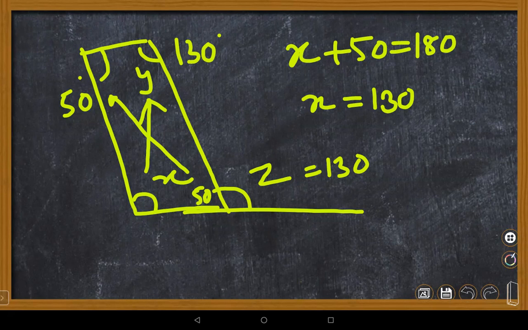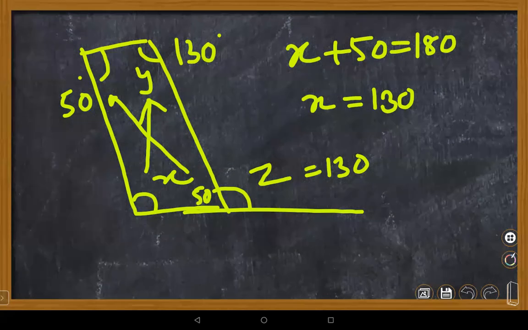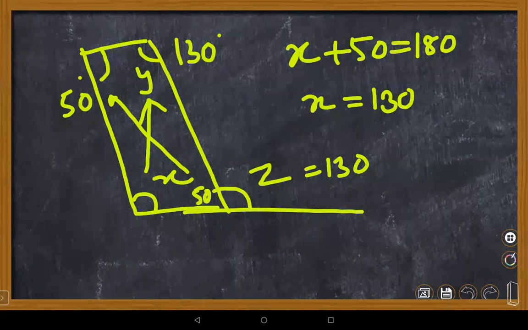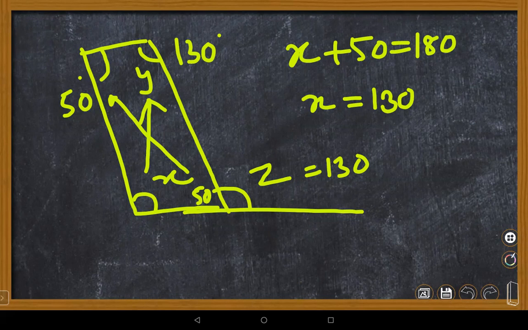Any doubt in this figure? How to find out the values of X, Y, and Z? To find the values of X and Y, I'm taking the adjacent angles or supplementary property, children. So X plus 50 equal to 180, X equal to 180 minus 50. The same way, Y plus 50 are adjacent angles, so Y plus 50 makes 180, so Y equal to 180 minus 50. Now opposite to 50 angle is also 50. Then Z and 50 form a linear pair.